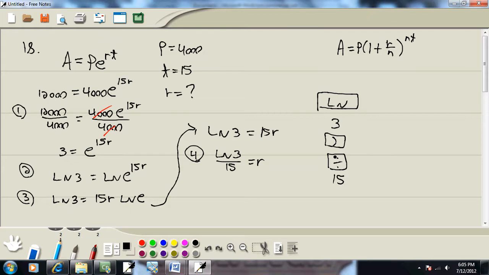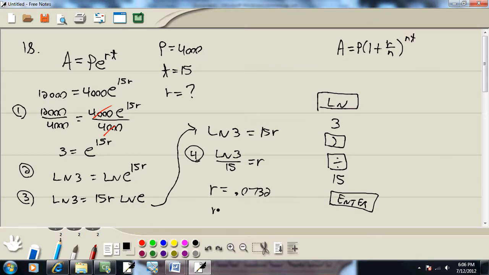I got one of the new calculators here, and I pushed ln, it just puts a beginning parentheses. So 3, closing parentheses. Oops. Did it wrong. ln 3, closing parentheses, divided by 15. Oh, and enter. I forgot to put that. Now, if you're in graph mode, make sure you do a second mode X out before you get here. And we get R is equal to 0.0732.